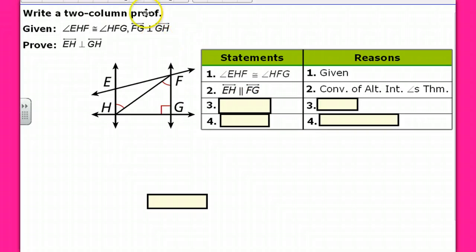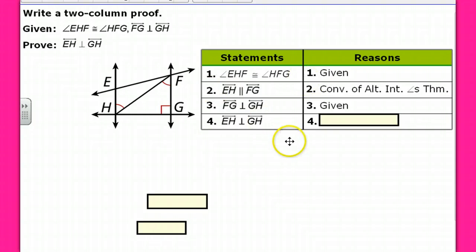So now we might go up and take this other piece of given, right? FG is perpendicular to GH. It's given. So if we know that these are parallel and FG is perpendicular to GH, what we now are going to say is EH is perpendicular to GH, right? Which is what we were setting out to prove, based on what statement, Michael?